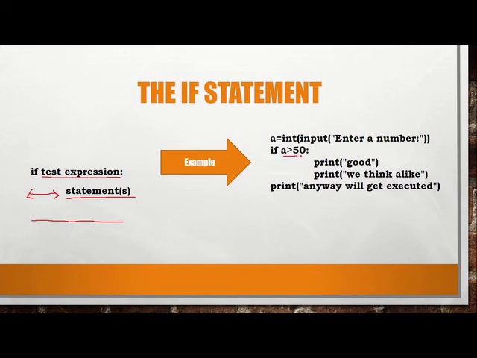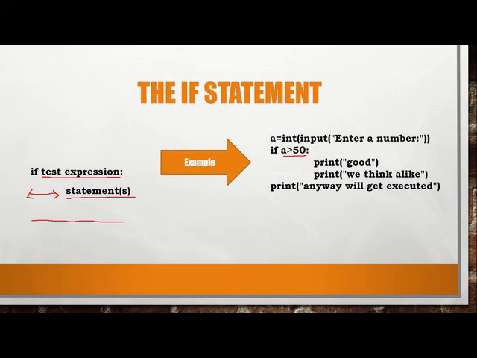If is the keyword as usual. A is greater than 50. Now please remember, A greater than 50, this is a test expression. This will either result as true or it's going to result as false. So any statement which you write over here will result either as true or it will result as false. And if it is greater than 50, what have I asked the computer to do?